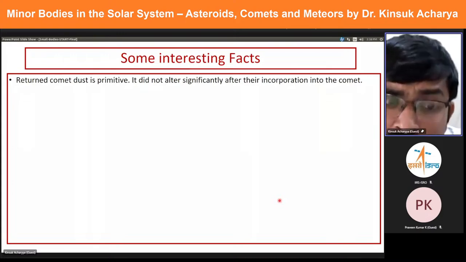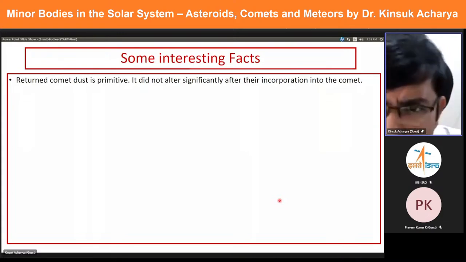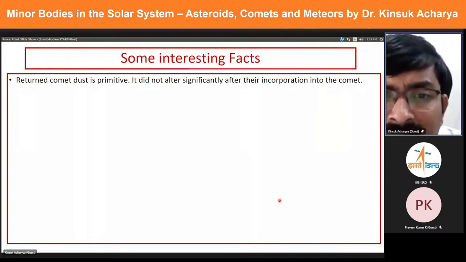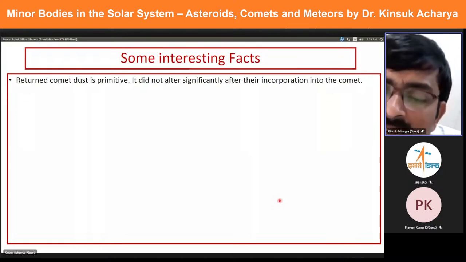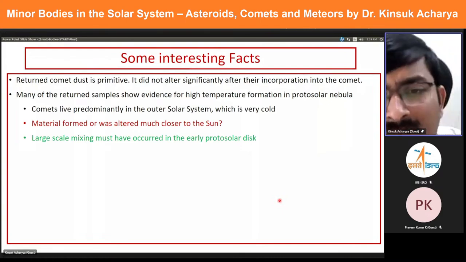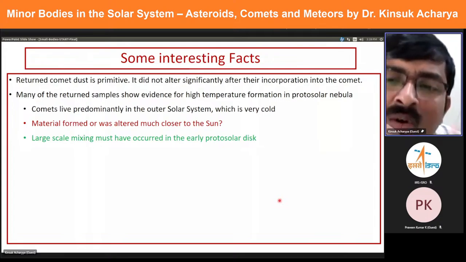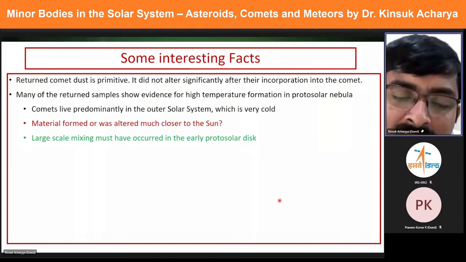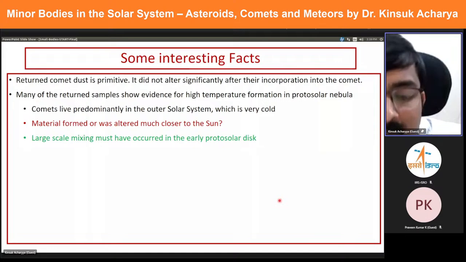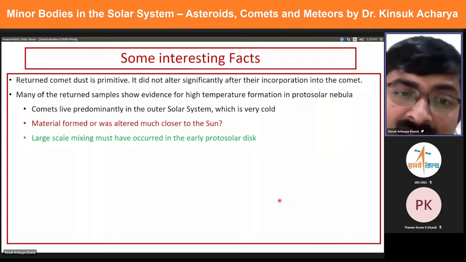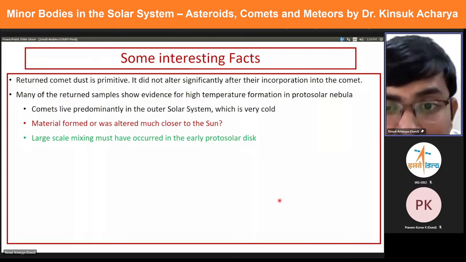It is bound to be very primitive because they are the remnant of the solar system. Not only that, it is also found they do not alter significantly. So they are very least altered. Another very interesting thing, it is found that in this object people found samples which can only form at very high temperature. Now think about it, these comets mostly reside in the outer edges of the solar system. So as a result, they are bound to be very cold, and we should not find material which requires high temperature to form.